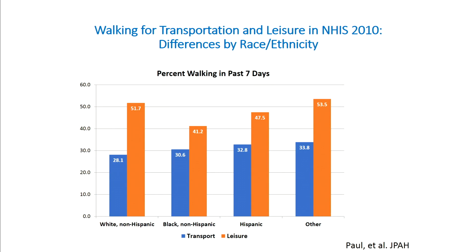So this is national U.S. data, National Health Interview Survey. This is walking for transport in blue and for leisure in orange, across 4 different race ethnic categories. And you can see that there are some differences. There aren't many differences in the blue, in the transport walking, but you can see that the whites have the lowest by a little bit, not by much. There are bigger differences in leisure time walking, with particularly lower levels among African Americans and Latinos. So those are kind of the disparities that we need to be paying attention to.